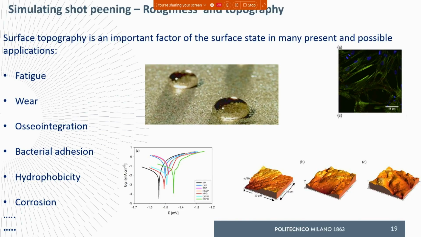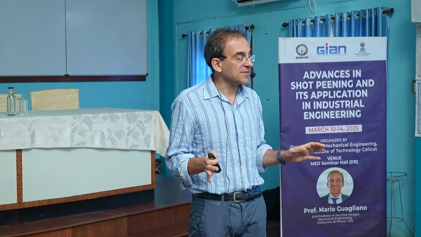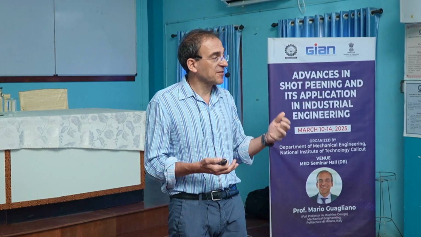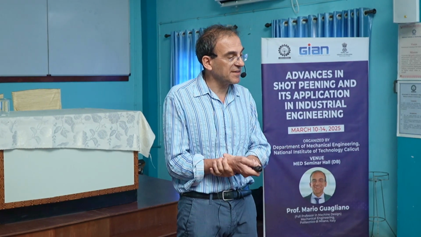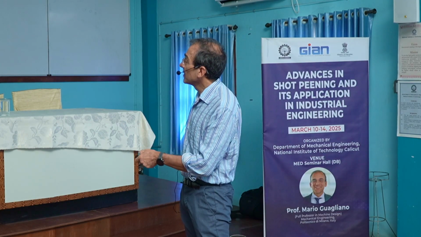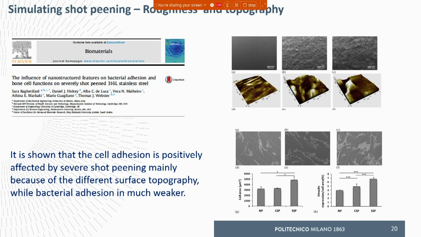I have already commented on this slide, and I don't want to spend any more time, but anyway, why is knowing the surface topography important? First, because we know that for fatigue, roughness is an important factor. So if the roughness induced by shot peening is large, we risk losing, at least partially, the beneficial effect of shot peening. But also because the surface finishing affects other properties such as wear. We talk about bacterial adhesion, hydrophobicity, corrosion, and so on.